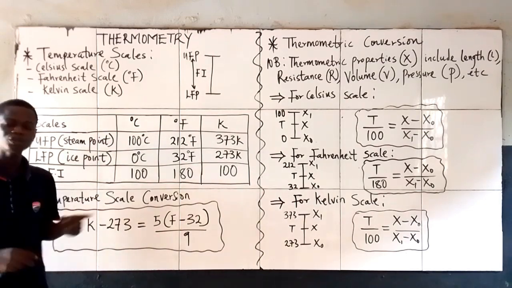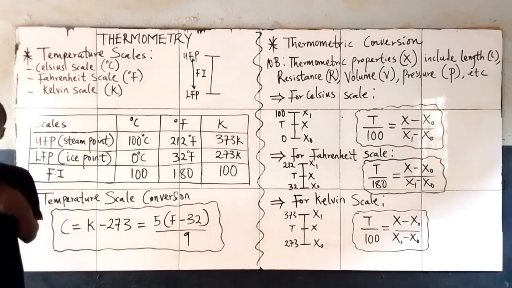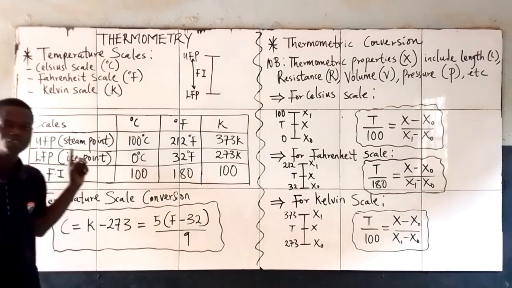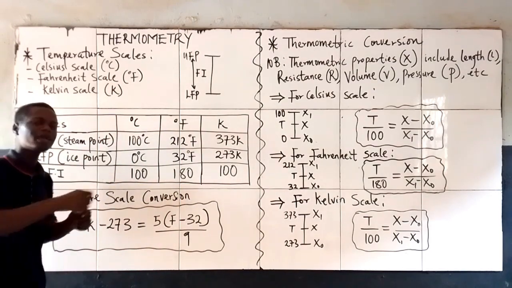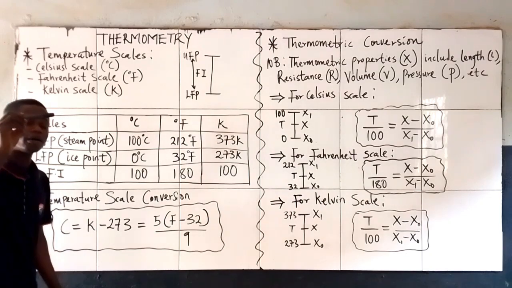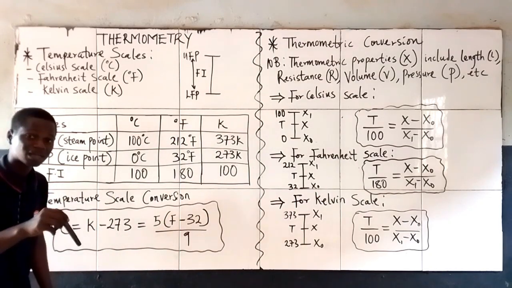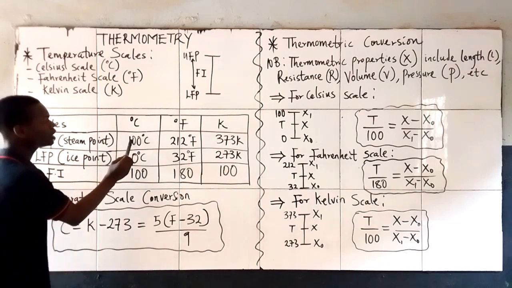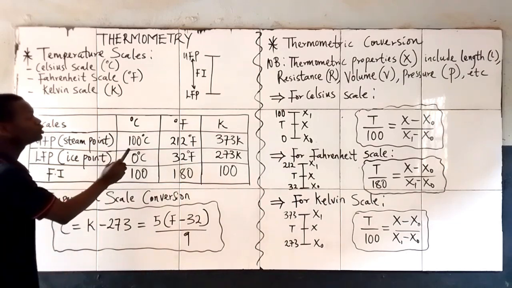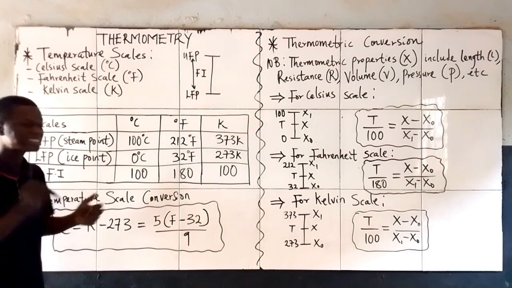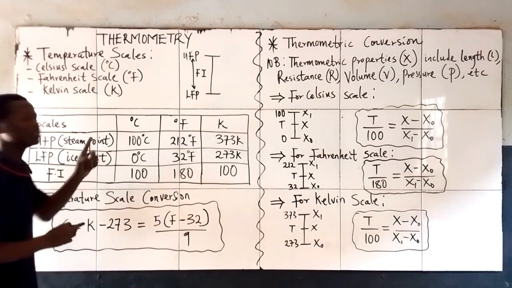So the temperature at which water boils, which we know to be the boiling point, is what is given as the upper fixed point. So if I was to carry a centigrade thermometer and insert it into boiling water, the temperature it will record is what? 100 degrees Celsius. And that is the temperature of steam. Take note of that.